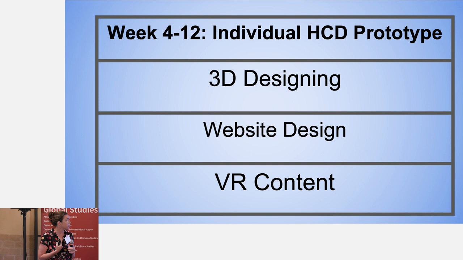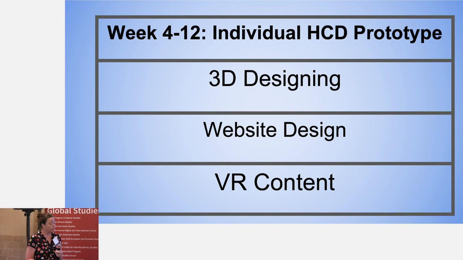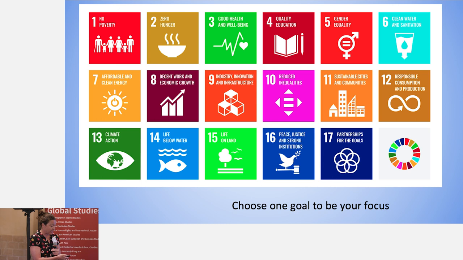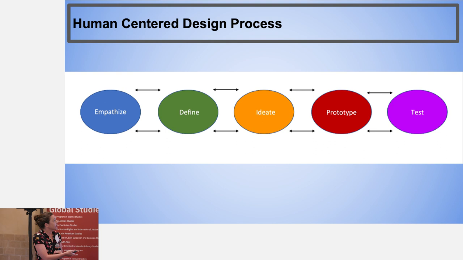Right now they have the choice of doing some kind of 3D design, a website design, or VR content. They would still identify the UN sustainability goal first, and then they would go out into their community, identify a problem, and then create an appropriate prototype.